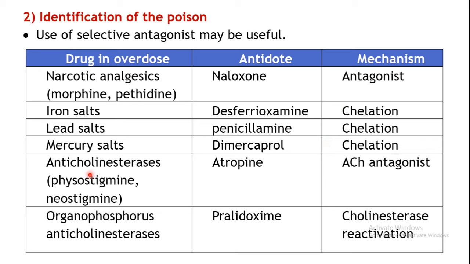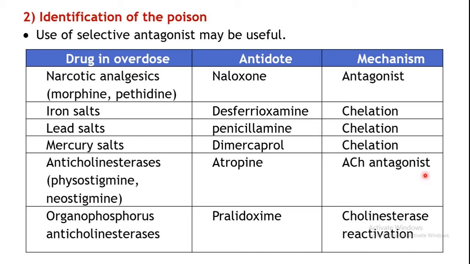Next example is anticholinesterases. Anticholinesterases, these are the drugs which inhibit the metabolism of ACH, acetylcholine. Examples are physostigmine, neostigmine, these are the best examples. So by inhibiting the metabolism, they will enhance the levels or they will potentiate the actions of acetylcholine. So in that case, the toxicity of acetylcholine or the poisoning due to increased acetylcholine levels may take place. So for this, the antidote, the selective antagonist is atropine.